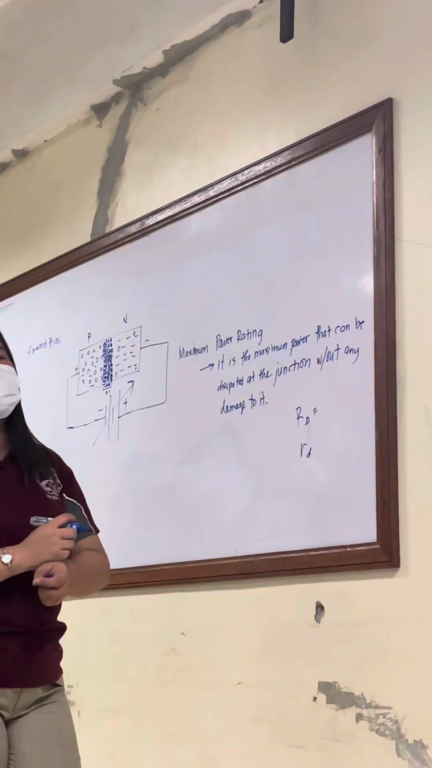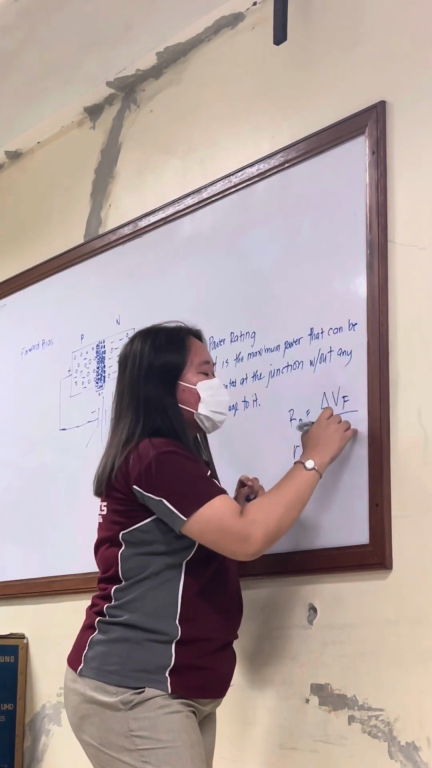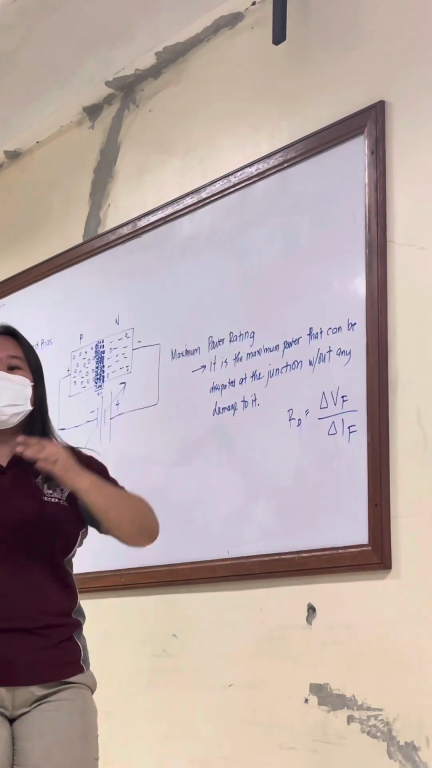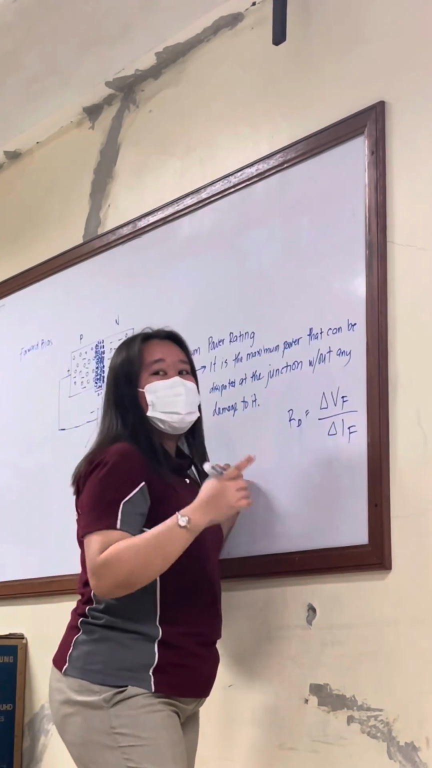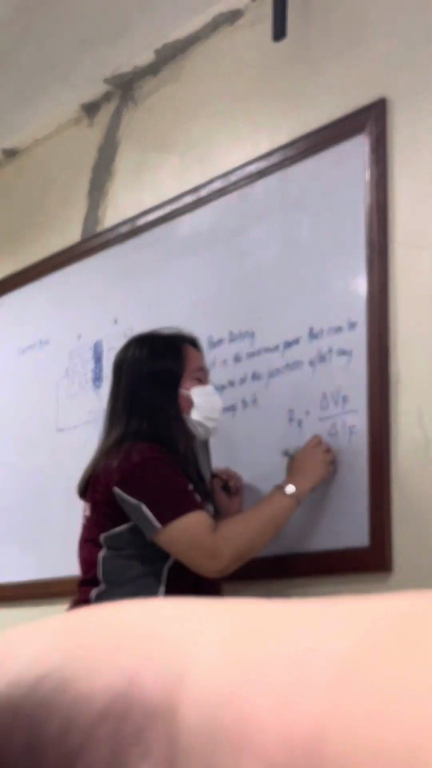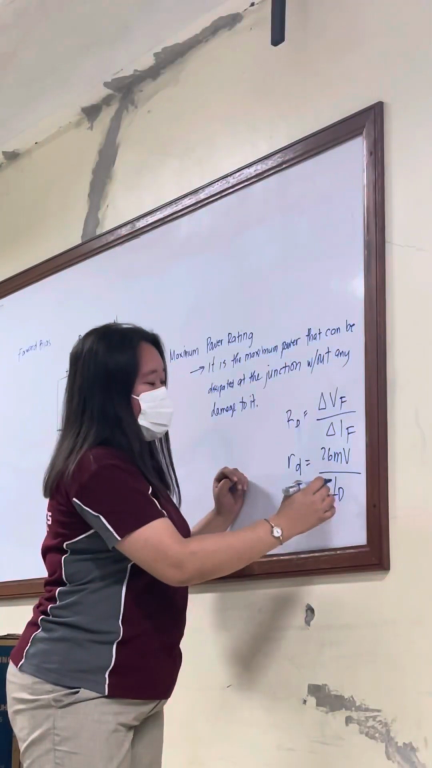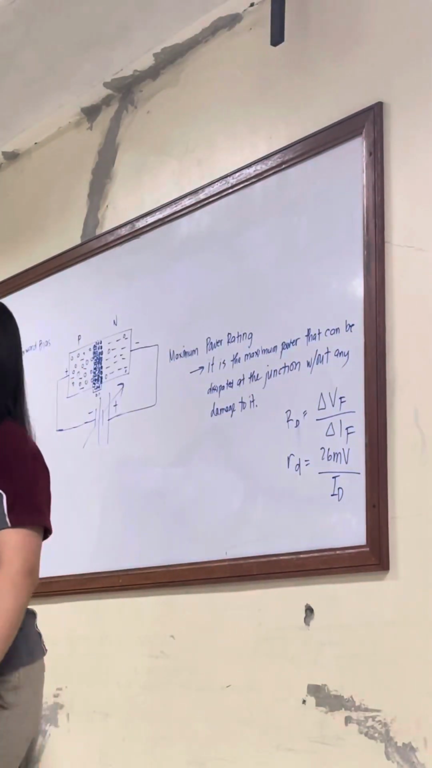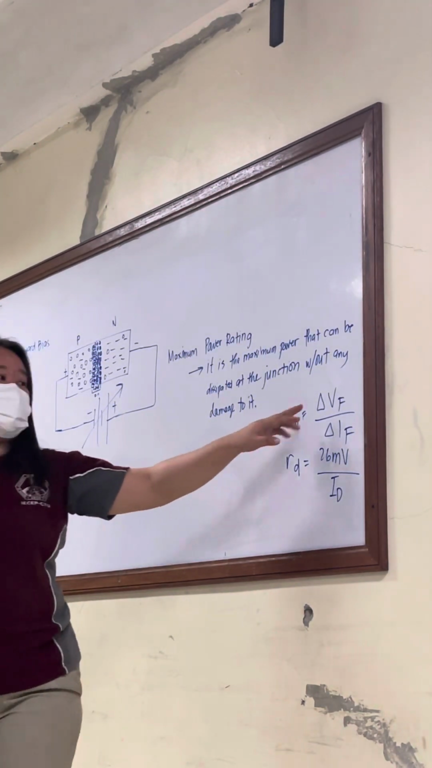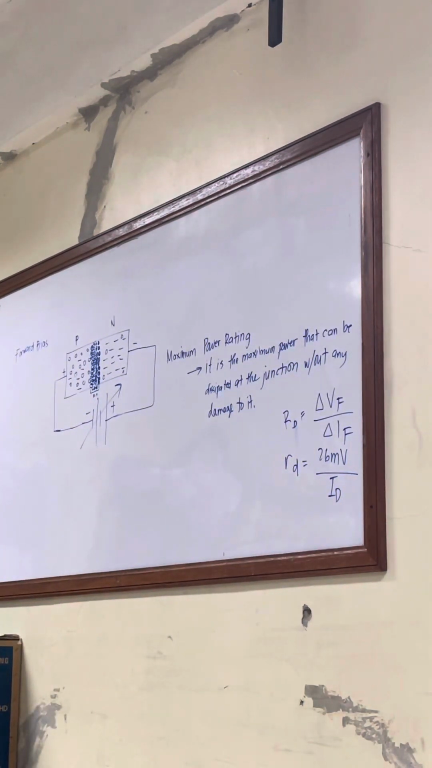That's RD. The formula for RD is the change in VF over the change in IF. In other books, like Boylestad, we have 26 millivolts divided by ID, or the diode current. So it is change in VF over change in IF, or 26 millivolts all over ID.